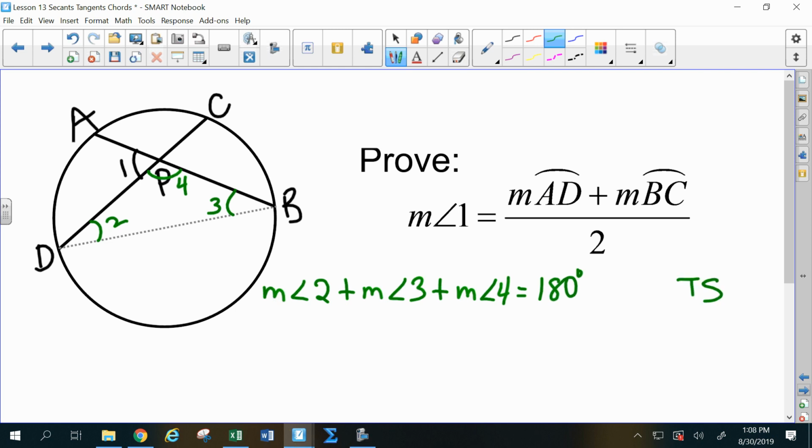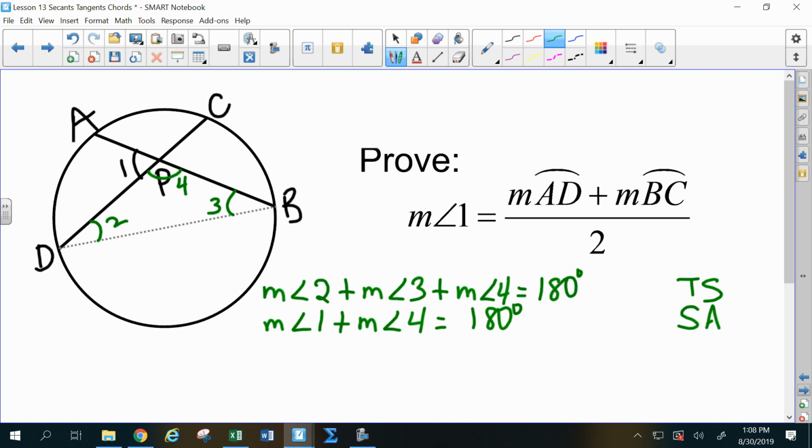Triangle sum. In addition, I sure hope everybody can tell me something about the measure of angle 1 plus the measure of angle 4. What does that equal? 180, and what's that reason? Okay, they form a straight angle when you put them together. So now I have 2 things that are each equal to 180. So is it true that those things have to be equal to each other?